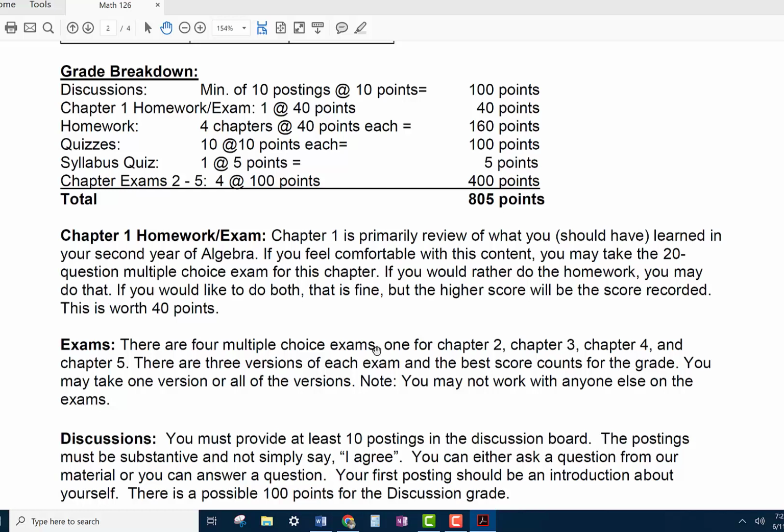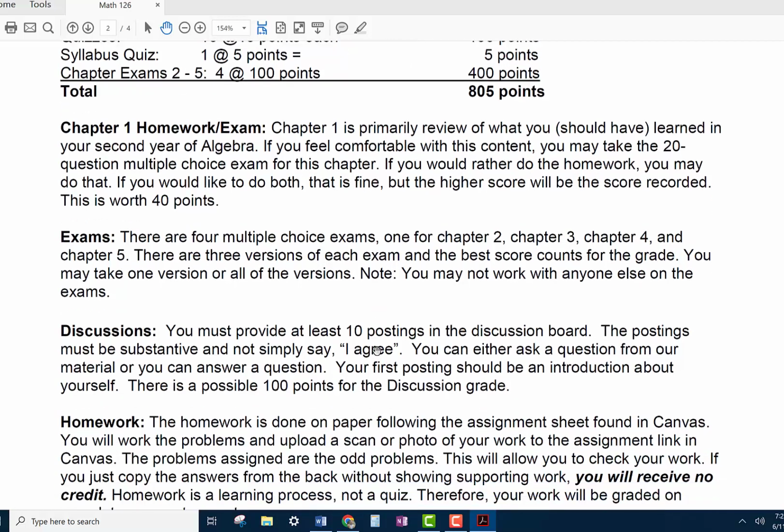In terms of the chapters 2, 3, 4, and 5 exams, you may take 1 version or all 3 versions. You may not work with anyone else in these exams. You only get 1 attempt of each version, but the highest attempt counts.